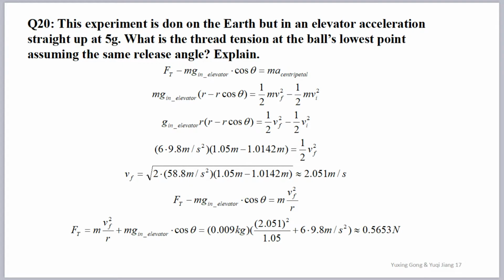For this one, we need to be careful because it is in the elevator, so g is not equal to 9.8, it is equal to 6 times 9.8. Using the same way to calculate, we get vf equals 2.051 meter per second, and FT equals 0.5653 Newton. And that is our group project.